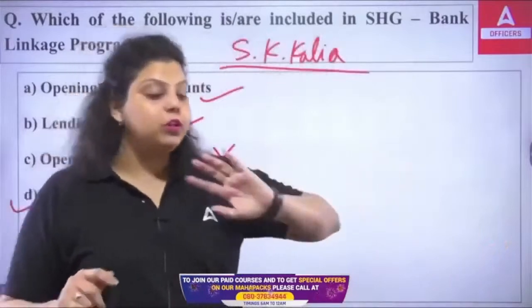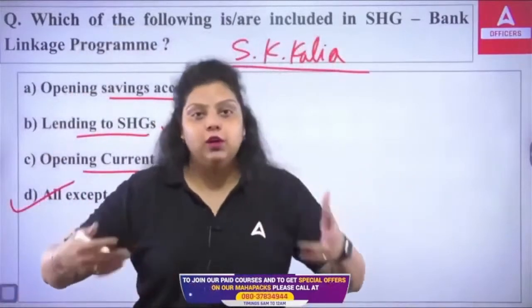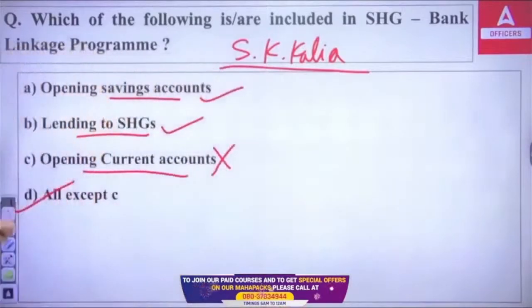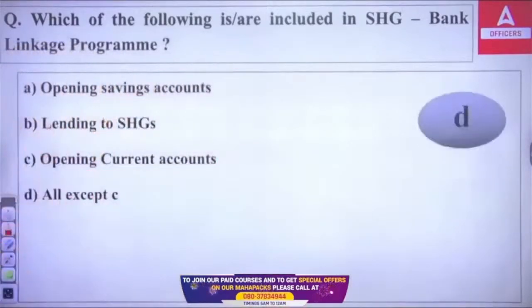You are providing loans, but you are not making the current account facility available, because they are not capable of taking this facility. Now, they need money for survival. Even for survival, they need money. So how can they open the current account? So the right answer is all except C and D options.